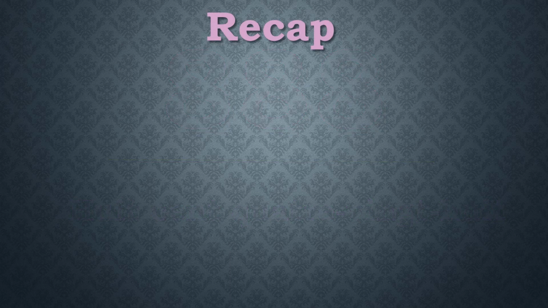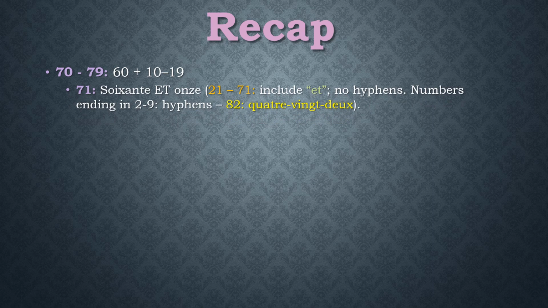Now, we had a lot of little rules and notes throughout the lesson, so I just wanted to recap. So again, 70 through 79 is based on the number 60, plus 10 through 19. 71 includes the word et, soixante et onze, with no hyphens. This comes from the fact that numbers 21 through 71 that end in the number 1 include the word et and usually don't have hyphens. On the other hand, 17 through 19 and numbers 22 and above that end in 2 through 9 tend to have hyphens. Here we have the number 82 as an example. Quatre-vingt-deux.